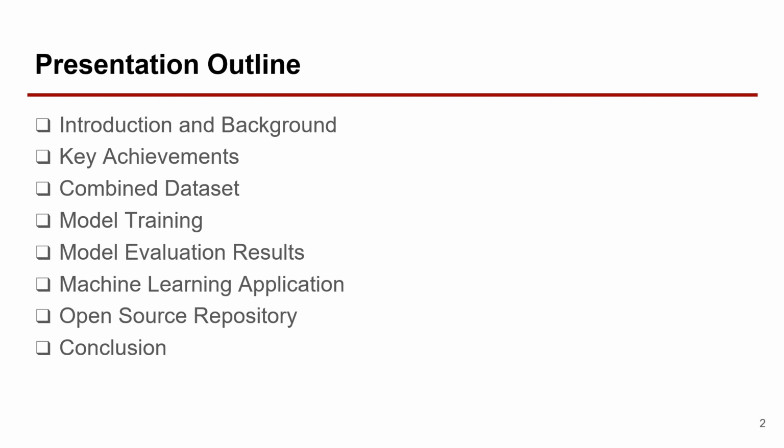We'll start with some introduction and background. Then we'll go over some key achievements that we achieved during this project. We will talk about the combined data set, then talk about model training using that combined data set, and we'll go over some evaluation results of that model. Then we will look at a demo of the machine learning application that combines and integrates all of our learnings into a user-friendly application. And finally, we'll go over the open source repository where all of the results and the code for this project resides. And finally, we'll conclude.